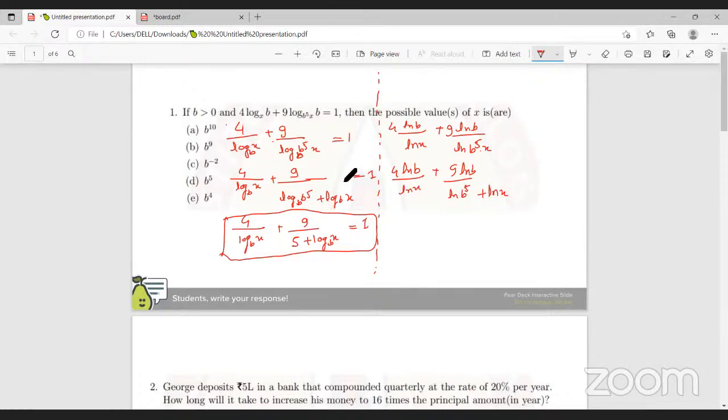Just 1 minute. So then it will be equal to 4 ln of b upon ln of x plus 9 ln of b upon, 5 will come this side, 5 ln of b plus ln of x. Now tell me what we have to do. How do I simplify this?